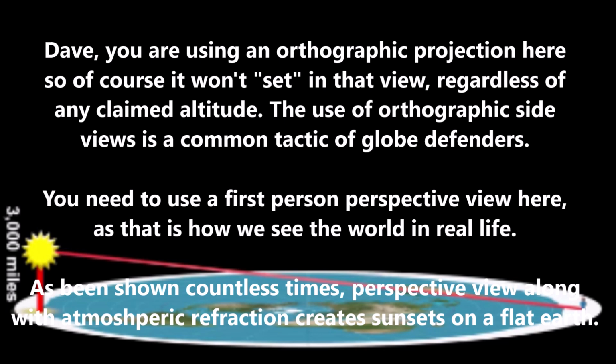Dave, you are using an orthographic projection here, so of course it won't set in that view, regardless of any claimed altitude. The use of orthographic side views is a common tactic of globe defenders. You need to use a first-person perspective view here, as that is how we see the world in real life. As has been shown countless times, perspective view along with atmospheric refraction creates sunsets on a flat Earth.